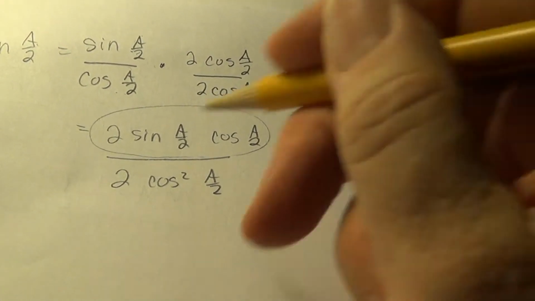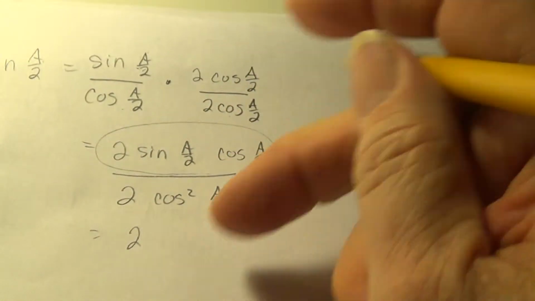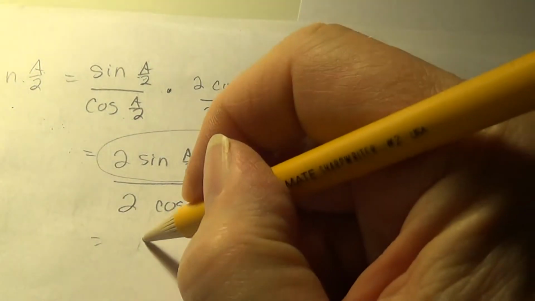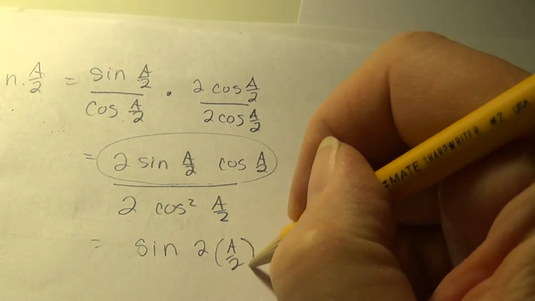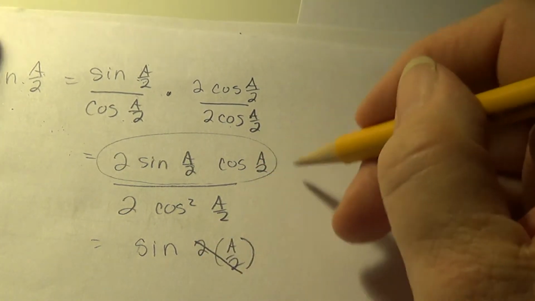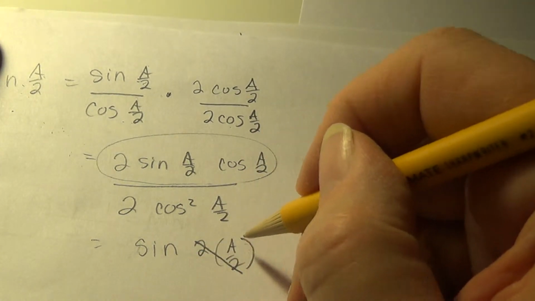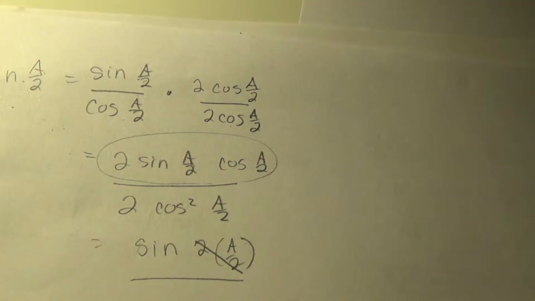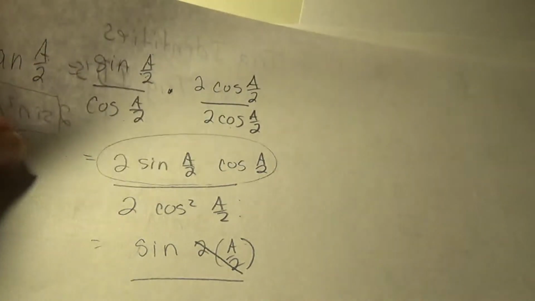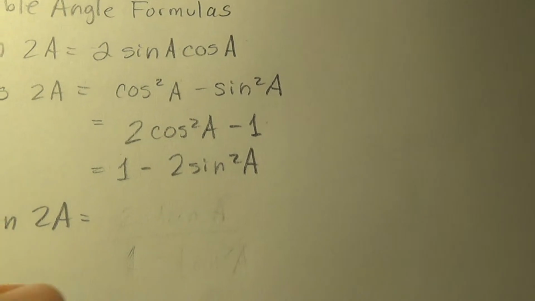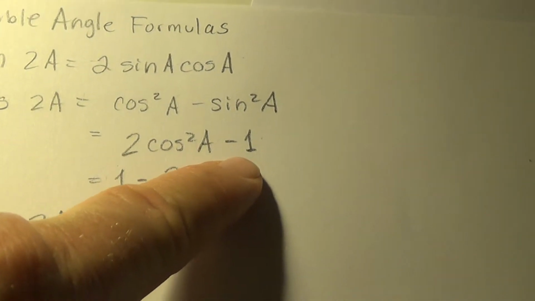So let's go and see what's there. I can rewrite that as sine of 2 times whatever is here, which is A over 2. The 2's cancel, so that whole top just becomes sine A. And on the bottom, we have 2 cosine squared of A over 2. And that one is also almost a trig identity. Let's see which one it's almost like. You see which one? It's almost like that, but we need a minus 1.